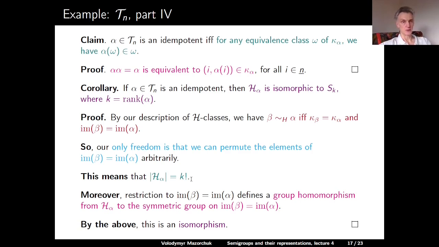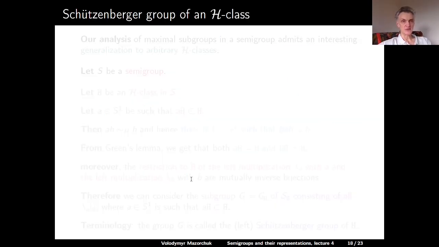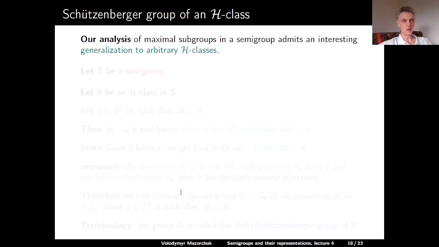This implies our corollary. In the last part of the lecture, let us talk about the Schützenberger group of an H class. So the point is that our analysis of maximal subgroups in a semigroup admits an interesting generalization to arbitrary H classes. So let S be a semigroup. Let H be an H class of S.